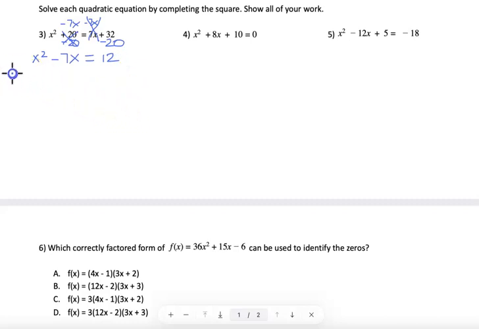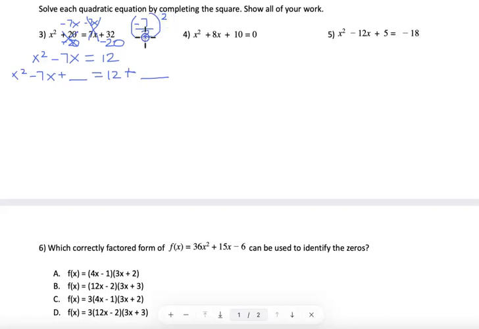Step 2 is to add blanks to both sides, because whatever we do to one side of an equation, we must also do to the other. Once I draw my blanks, then I need to figure out how to fill it in. Remember, it is always the b value, which is the linear coefficient, divided by 2 and squared. So in this case, -7 divided by 2 and squared.